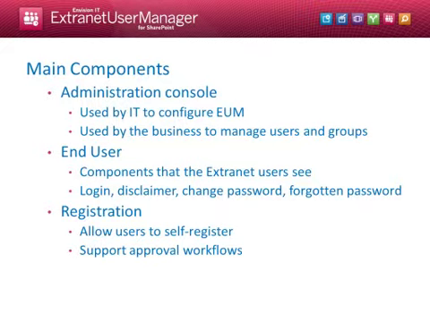So the three main components of the Extranet User Manager are the administration console, which is used by IT to configure the product. It's also used by the business to manage the users and groups. There's the end user components, things like the login page, disclaimer, change password, forgotten password, and then there's the registration process, which allows users to self-register on the site and also supports approval workflows.